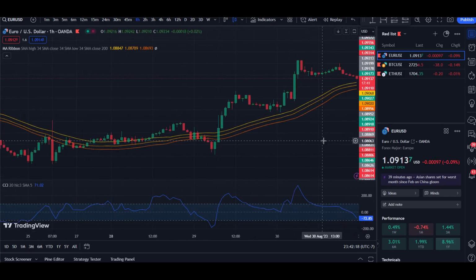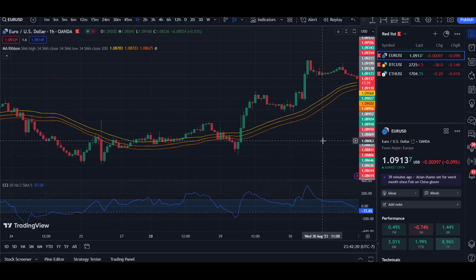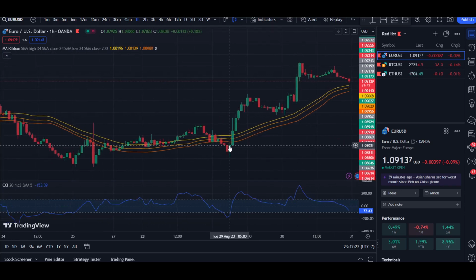All right, so for this trading strategy, the first thing that we're going to identify is where the price action is trending. So as we can see right here, the price action is closing above the EMA lines, so we can see generally within this time frame, we are in an uptrend. So we'll be looking for long positions.